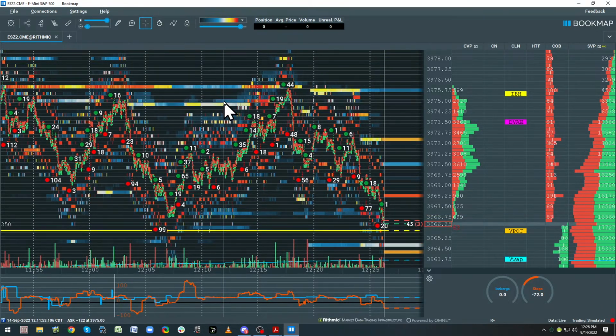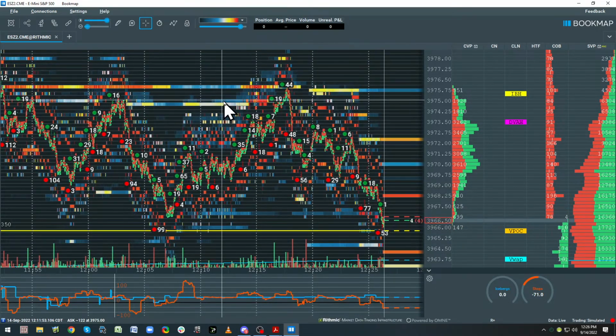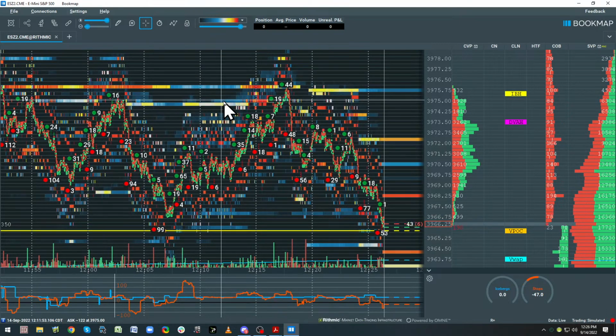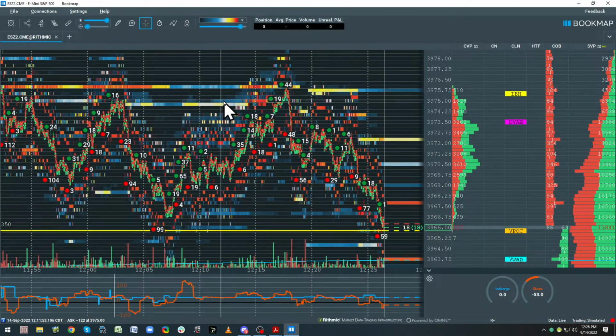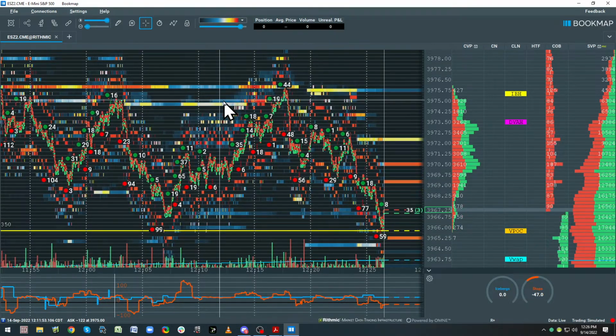Got 4 minutes. Target? ES, pending VPOC alert. ES, pending VPOC alert. Any questions?